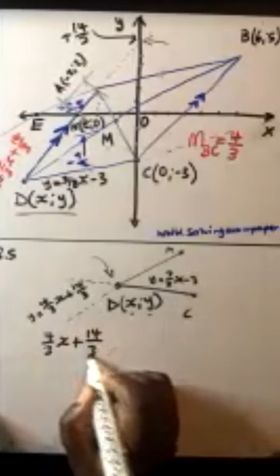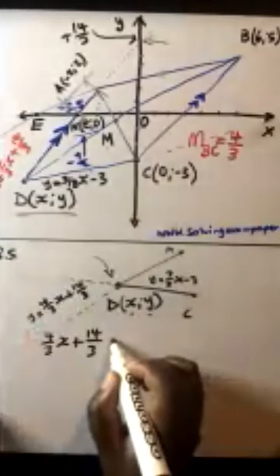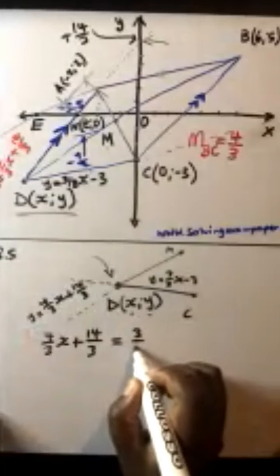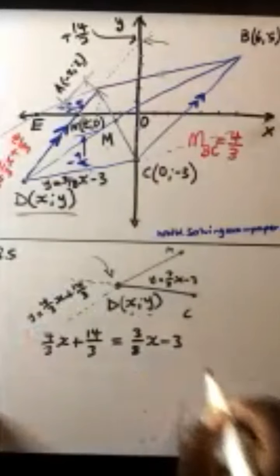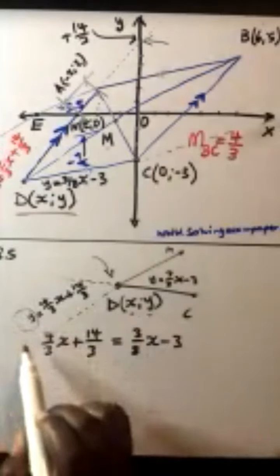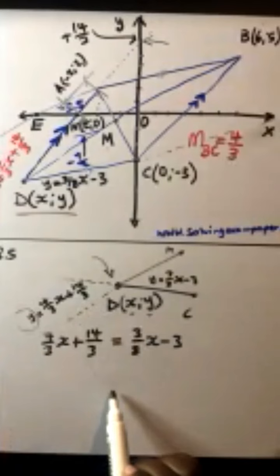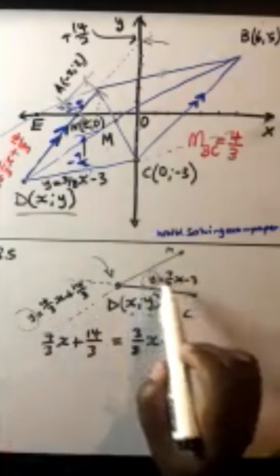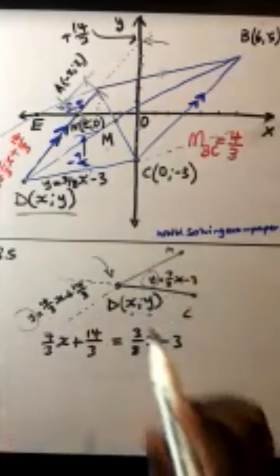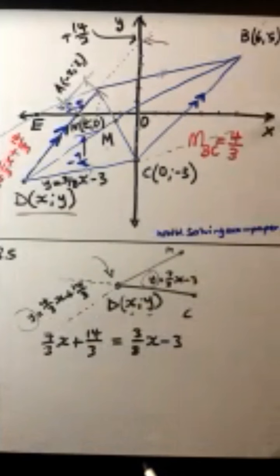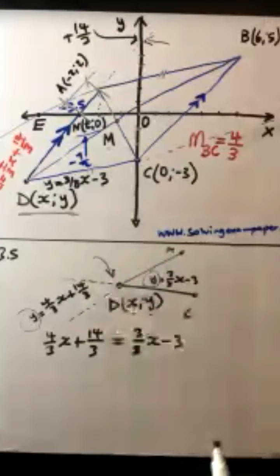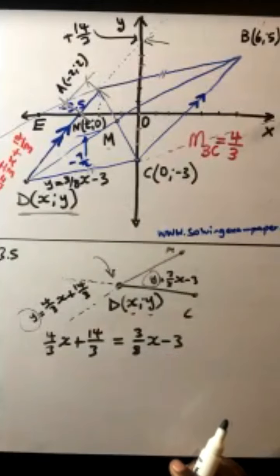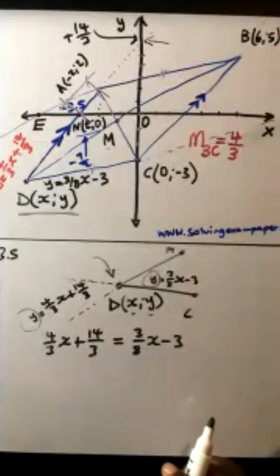So what matters the most in this case is to equate these two equations, to say 4/3x plus 14/3 equals 3/8x minus 3. Why are we equating? It's because we know the y value of that straight line is the same y value as that line. Why? Because this is the point where they touch each other. This is the point where they intersect. So now that you have equated the two, what's the next step? The next step is to solve for x.